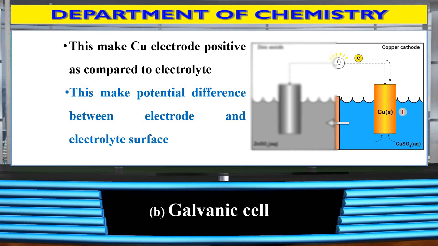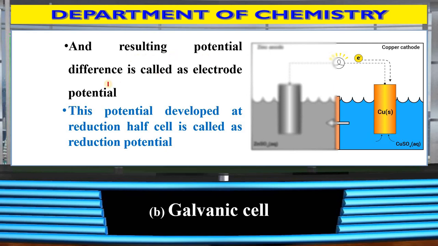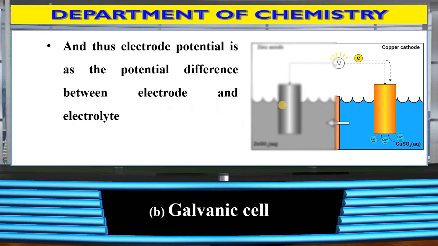That potential difference is called the electrode potential of that copper electrode. This potential developed at the reduction half cell is called a reduction potential. The potential of the reduction half cell is called a reduction potential, and the potential of the oxidation half cell is called an oxidation potential. And thus the electrode potential is the potential difference between electrode and electrolytic solution.